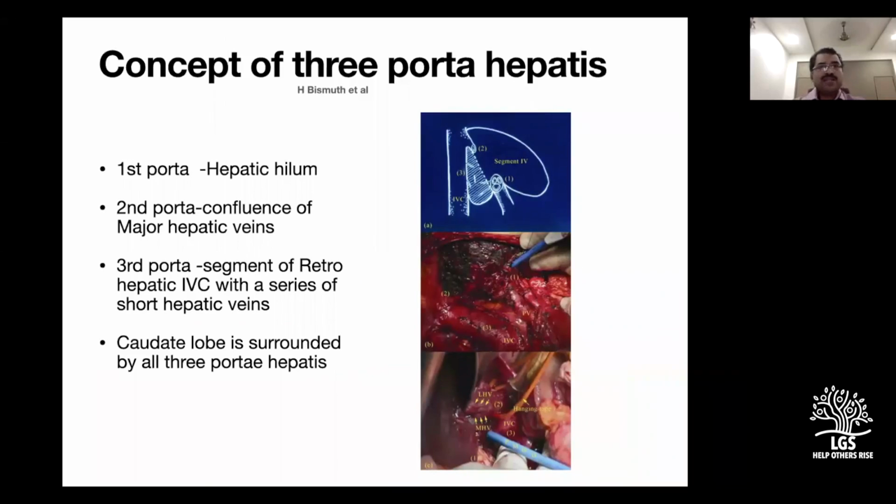There is a concept of 3 porta hepatis, which was popularized by Henry Bismuth. The first porta is actually the hepatic hilum. The second porta is the confluence of major hepatic veins, and the third porta is the segment of retrohepatic IVC with a series of short hepatic veins. This third porta is the important venous structure which drains the caudate lobe. So you can say the caudate lobe is surrounded by all 3 porta hepatis: the first porta, second porta, and the third porta.